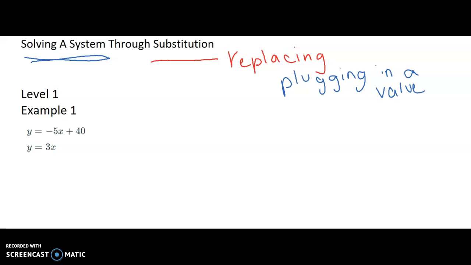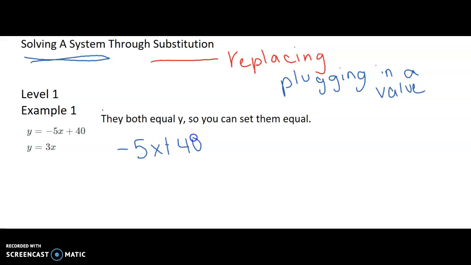They both equal y, and because they're both equal to y, you can set them equal. So let's write that down. All right, so I went ahead and wrote it down. Let's go ahead and do the math. So instead of putting y equals negative 5x plus 40, I'm going to put negative 5x plus 40 equals, and what's the other y? The other y is 3x. So therefore this equals 3x, like that.